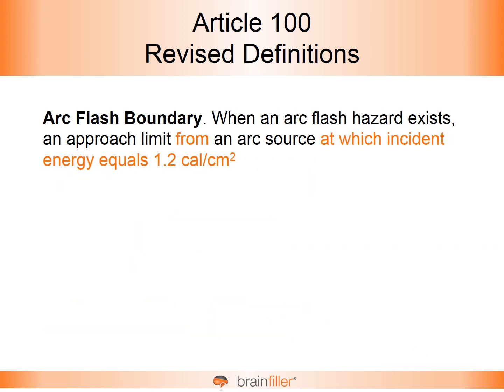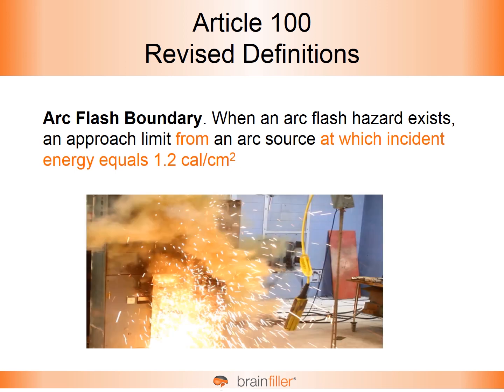The arc flash boundary definition now states: when an arc flash hazard exists, an approach limit from an arc source at which the incident energy equals 1.2 calories per square centimeter. So as an example here, this is actually a frame from video that I shot in the lab a while back. This was a motor control center, a staged arc flash test. And so from the source of where the arc occurs, which actually was staged on the bus in this motor control center, the arc flash boundary is the distance where the thermal energy would be 1.2 calories per square centimeter, which is often thought of in the industry as where the onset of a second-degree burn could occur.